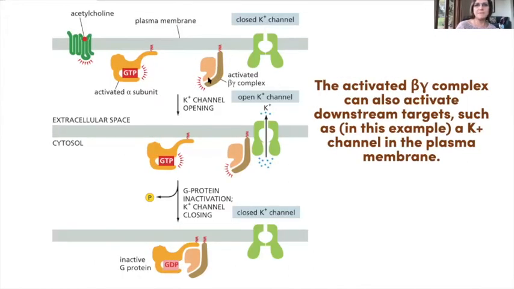The beta gamma subunit also acts as a signal and can activate things. Often it activates membrane-associated proteins, like in this case, a potassium channel that allows potassium to flow out of the cell. And when this alpha subunit hydrolyzes GTP, that turns it off, and it also causes it to rebind with the beta gamma subunits and turn them off as well.